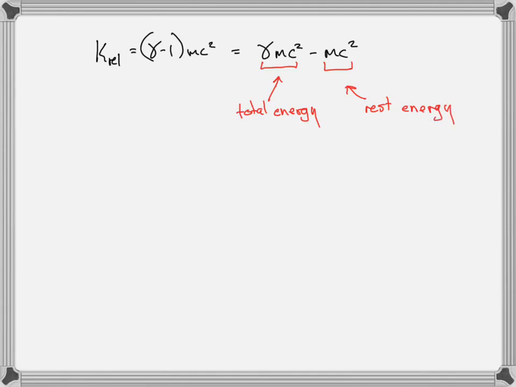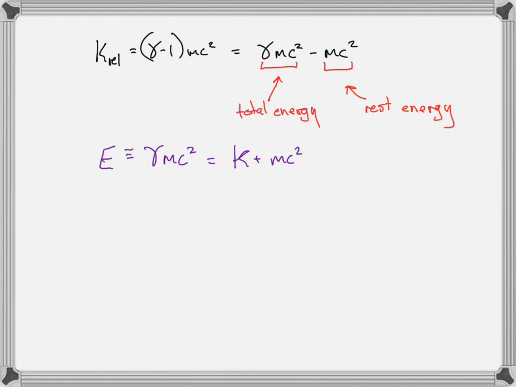In other words, what Einstein recognized is that the total energy is equal to gamma mc squared, which is K plus mc squared, the kinetic energy plus what's called the rest energy.